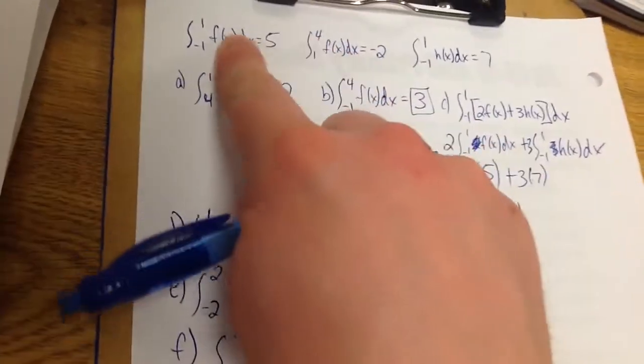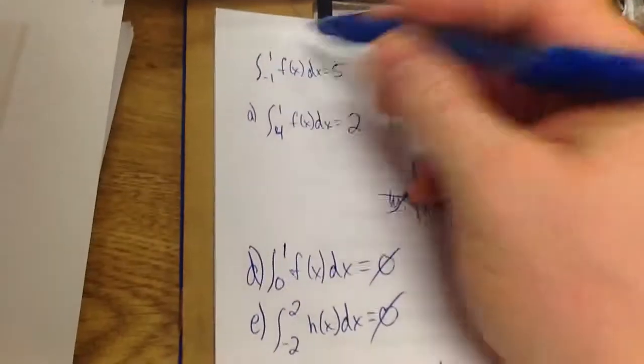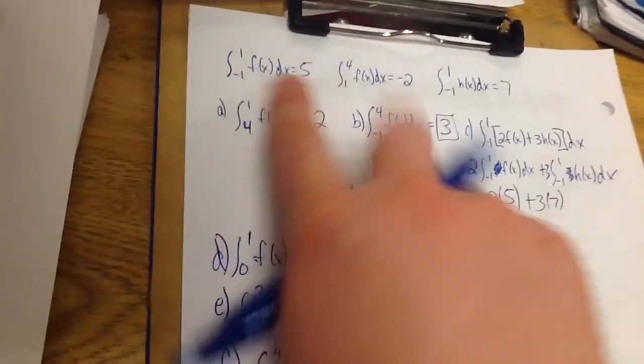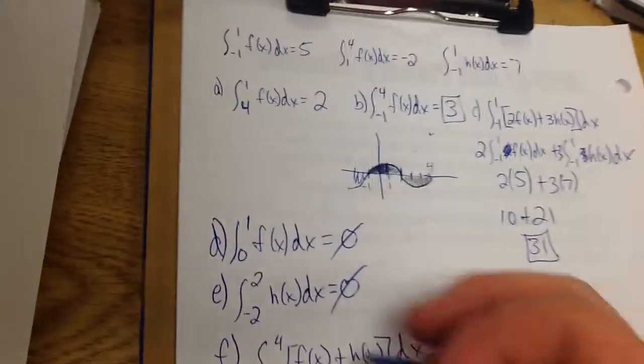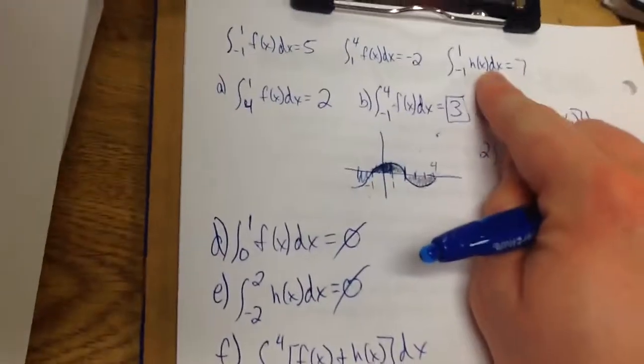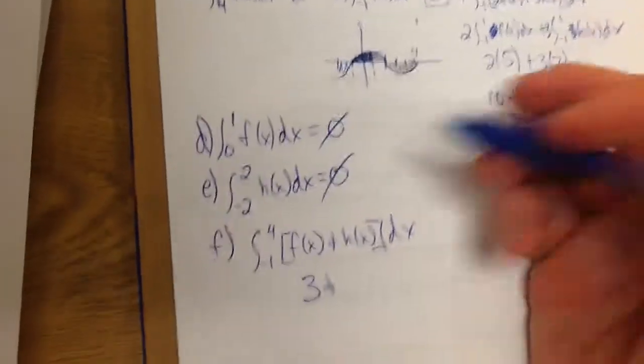From negative 1 to 4 for f of x, didn't we do that earlier? Yeah, right there, it's 3. Right, combine those, 5 plus negative 2 would be 3. Plus negative 1 to 4 of h of x. Wow, that's stupid, you can't do it. All you know is negative 1 to 1, you can't just, not enough information.